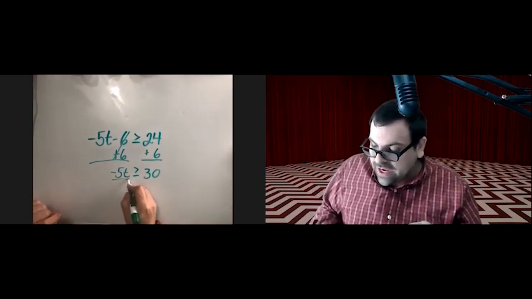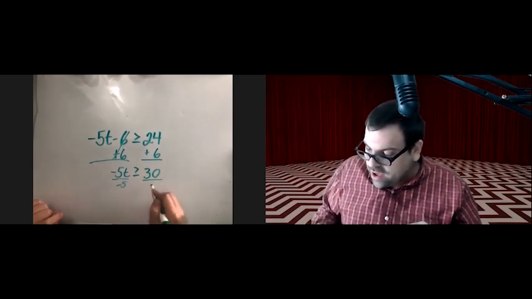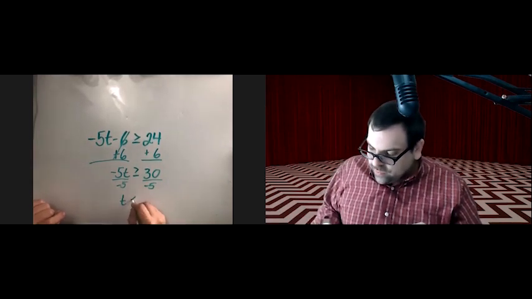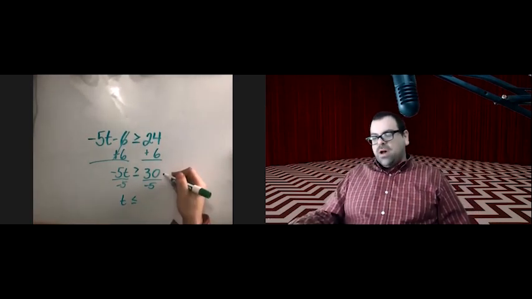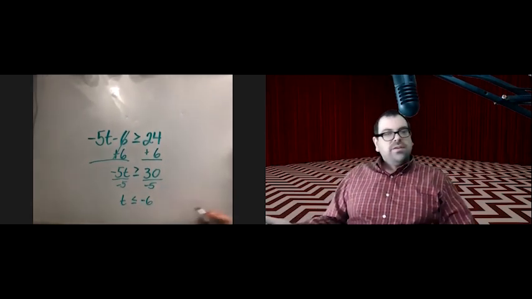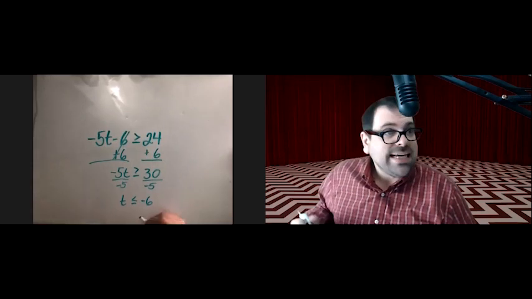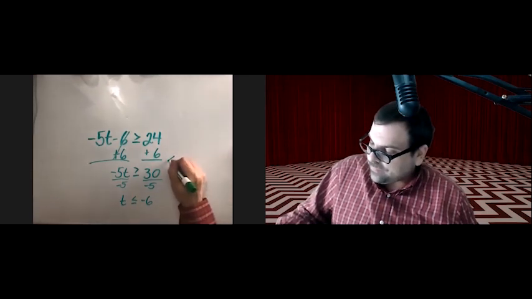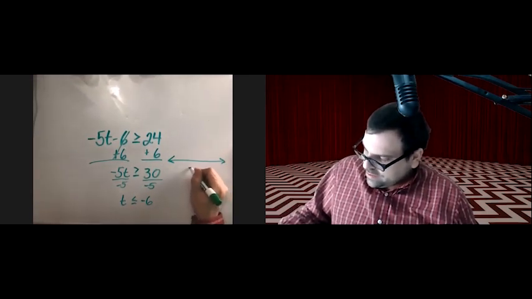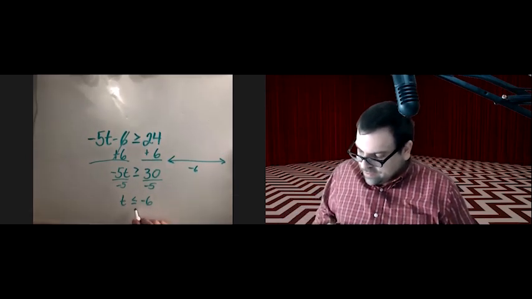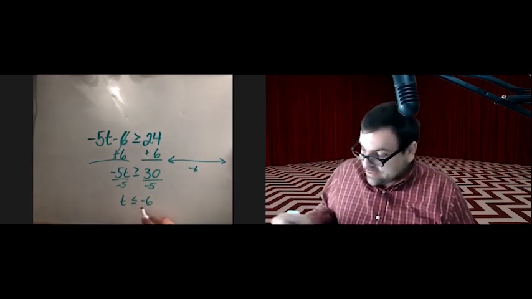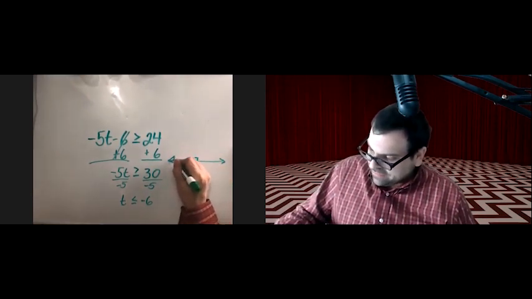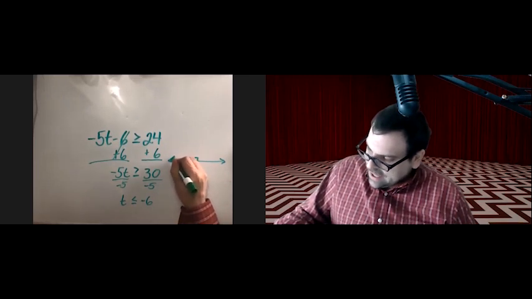Here, we are going to divide both sides by negative 5. Danger, Will Robinson. Switch the inequality sign. Positive 30 divided by negative 5 is negative 6. So t is less than or equal to negative 6. On a number line, we have negative 6. The or equal to means a square bracket. And since we want less than or equal to negative 6, it's going to point off to the left. And there's all of our shading.